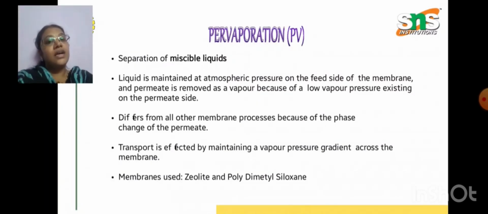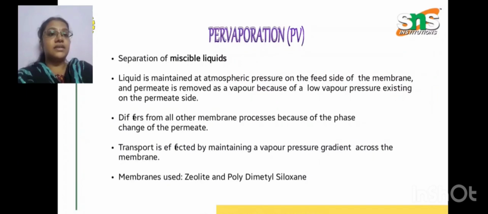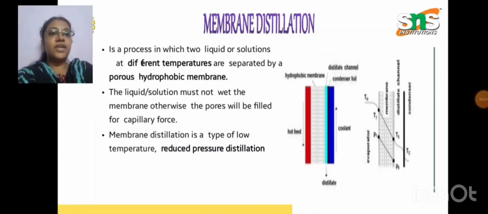So here liquid is mainly maintained at atmospheric pressure on the feed side of the membrane, and the permeate is removed as vapor because of the low vapor pressure existing on the permeate side. It differs from all other membrane processes because phase change occurs in the permeate. Also, the membranes used here are zeolite and polydimethylsiloxane.